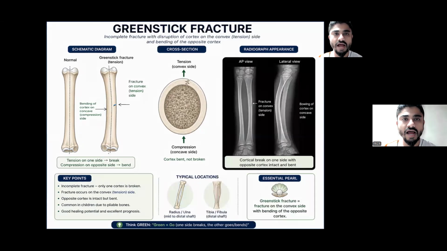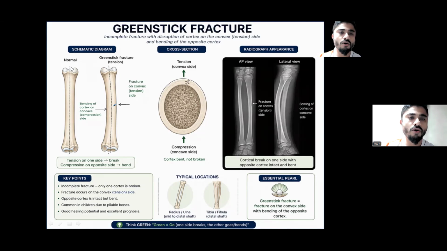We'll move on to the last type of incomplete fractures in the pediatric age group skeleton, that is the greenstick fracture. So what is a greenstick fracture? Basically, this is also an incomplete fracture with disruption of cortex on the convex side. We have discussed that in buckle fracture there is a buckling, a disruption of cortex on the concave side. In the greenstick fracture there is a disruption of cortex on the convex side of the bone.